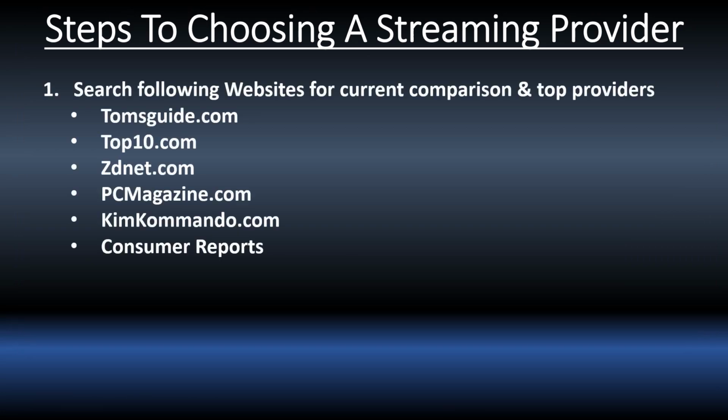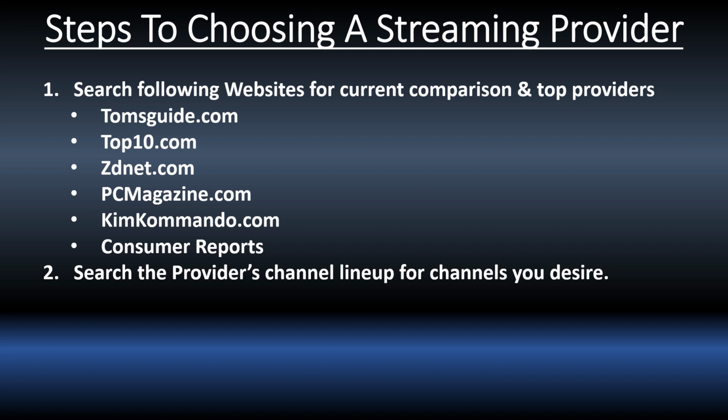Steps to choosing a streaming provider. We do have a couple recommendations because there are so many out there, a few really good ones. But the best way to do it is go on a website and look for ratings of a streaming provider. If you want specific websites, Tom's Guide is good, top10.com, ZDNet, PC Magazine, chemcommando.com, and Consumer Reports. Once you do that, search the provider's channel lineup to make sure it has the channels that you desire. If they don't have them, you're probably not going to want it.